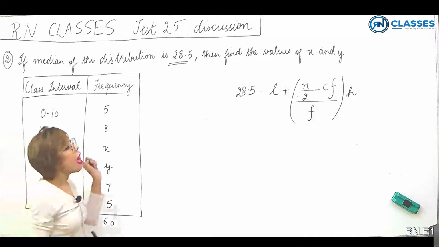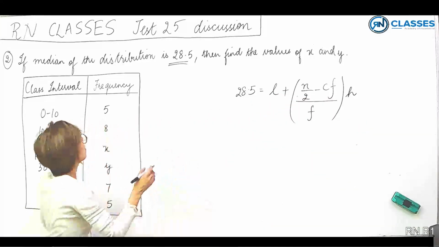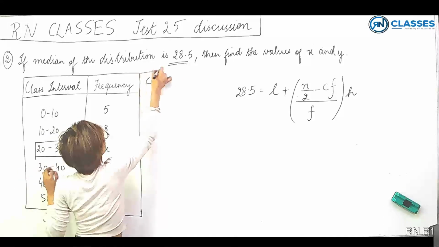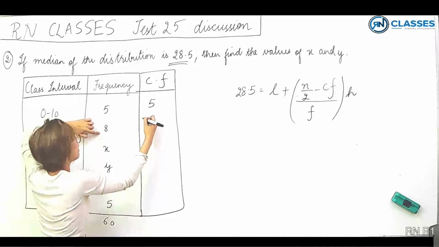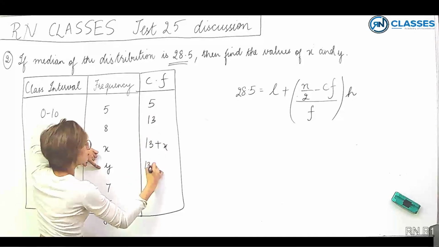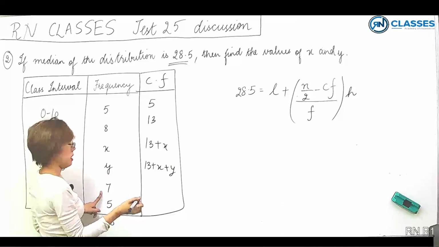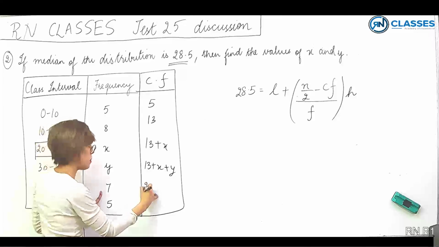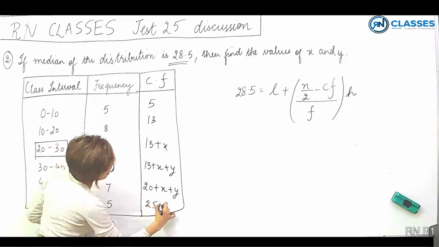Right? Also, I'll be needing my cumulative frequency. So, let's write the cumulative frequency. Let's make the column. Right? So 5, 5, then 8 plus 5, 13, then 13 plus x, then 13 plus x plus y, then 7 plus 13, that is 20, 20 plus x plus y, and then 25 plus x plus y.